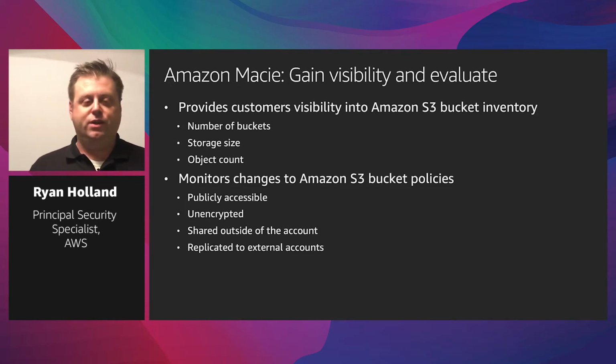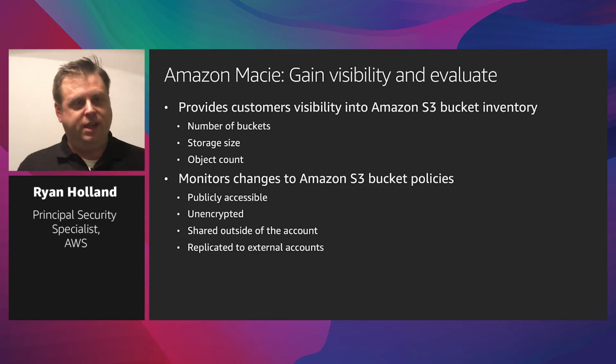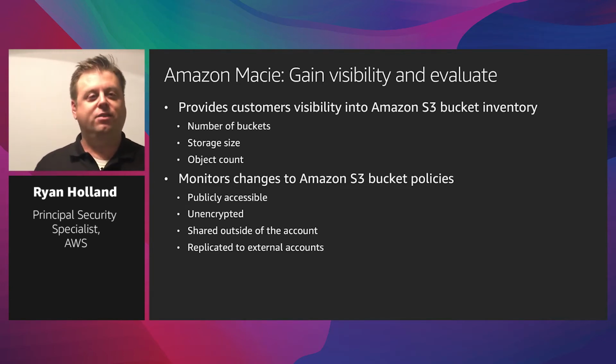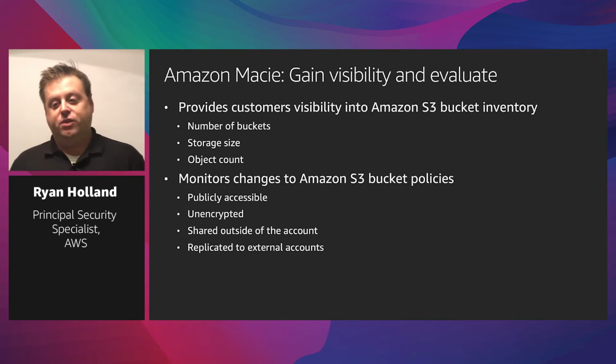And what we're doing there is we're looking at the bucket ACLs and the bucket policies and looking for a grant to a principal that's outside of your Macie organization. So if you either give access to a third-party account, or if you replicate a bucket to an account that's outside of your AWS organization, we will highlight this for you, and we will also generate policy findings to that effect as well.